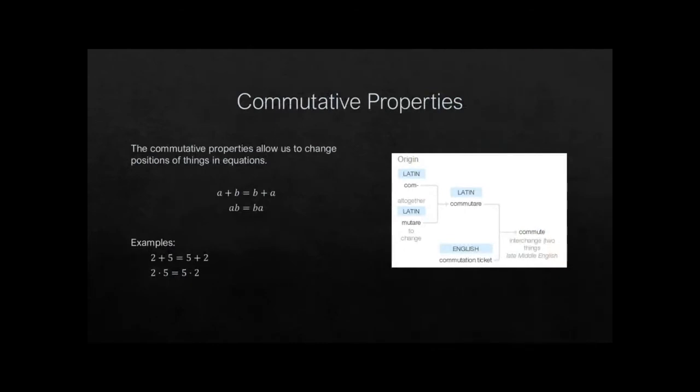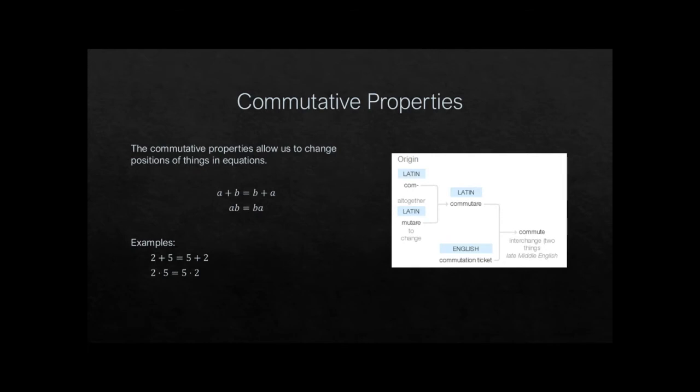So the first property that I want to talk about is the commutative property. And when I learn, I like to understand the terminology and kind of figure out where these words come from, because if you understand where the words come from, then that can give you an understanding of what it means. So commutative can come from the word commute.